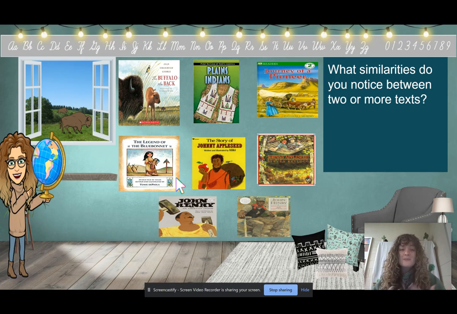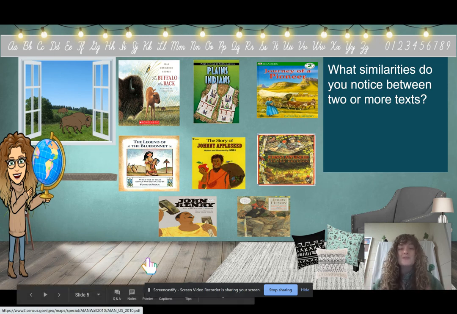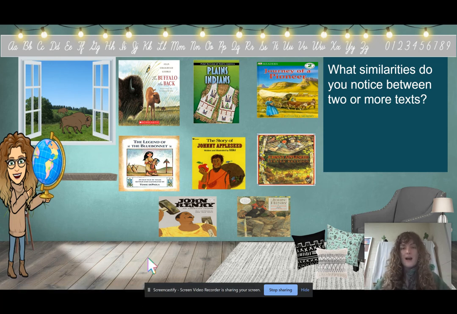Another similarity between texts is that The Legend of the Blue Bonnet, the story of Johnny Appleseed, and John Henry are all examples of legends that tell about a real topic, but usually are told from a long time ago, and things change as it's told over time. Remember, those magical elements are included as the story is told over time.